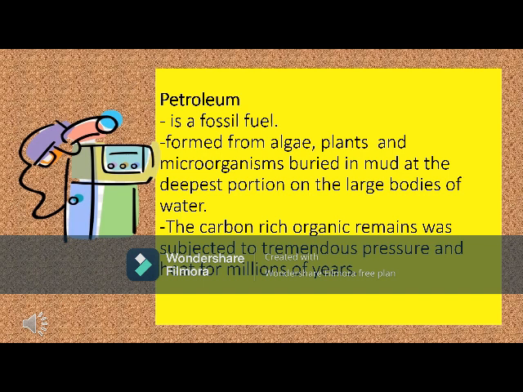We move on to the petroleum. It is a fossil fuel, and it was formed from algae, plants, and microorganisms buried in mud at the deepest portion of the large bodies of water. It contains a high amount of carbon. That's why it's called carbon-rich organic remains. And it was subjected to tremendous pressure and heat for millions of years.